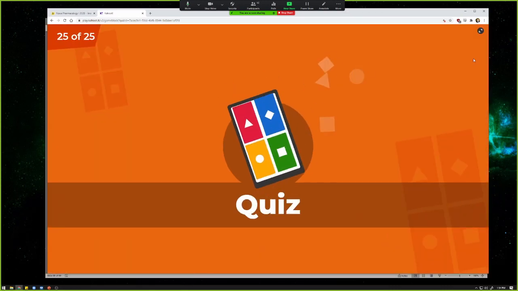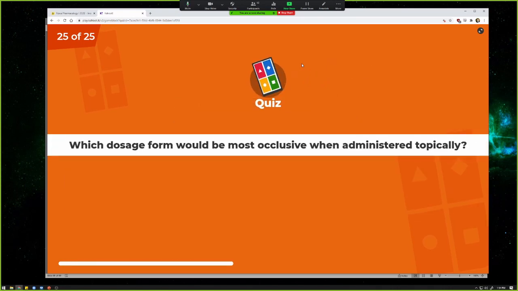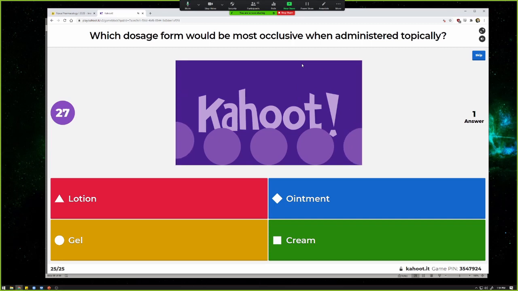Okay. The last question here, which dosage form would be most occlusive when administered topically? A lotion, an ointment, a gel, or a cream?